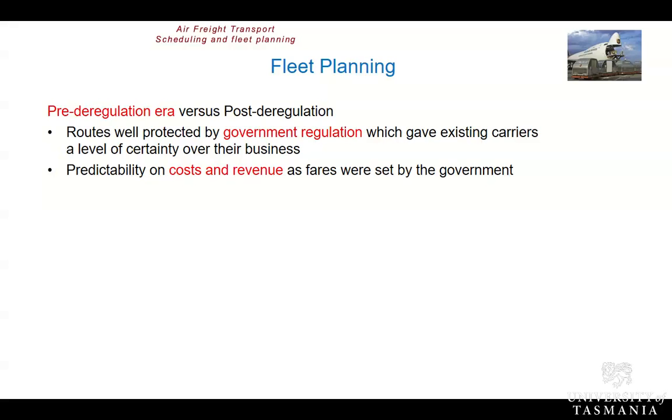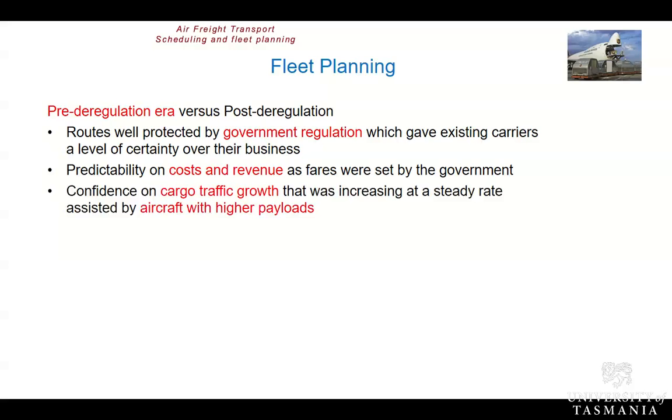That was set by government. So you knew what government was going to do, and you would match that with the resources that you had at your disposal. You also had a fair confidence in cargo traffic growth. So cargo traffic growth was growing quite well over that period.